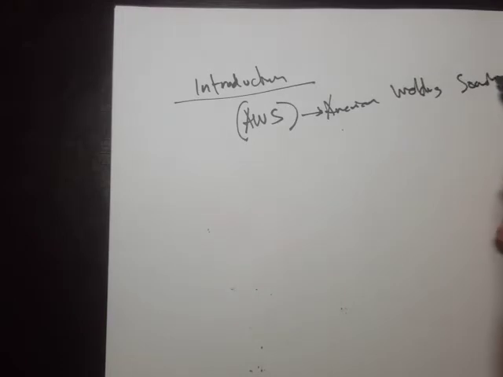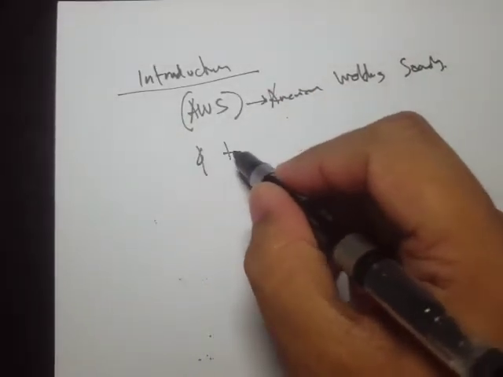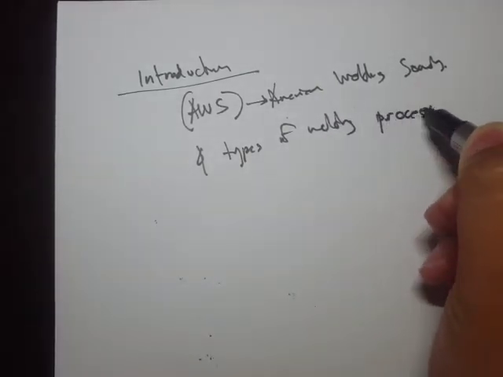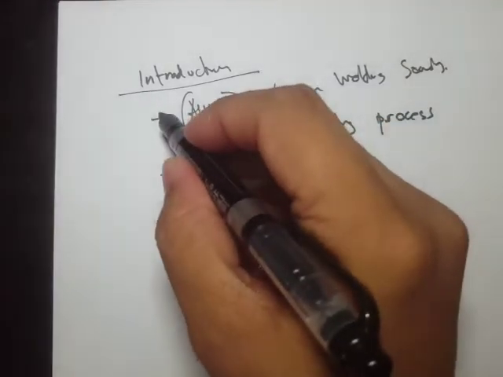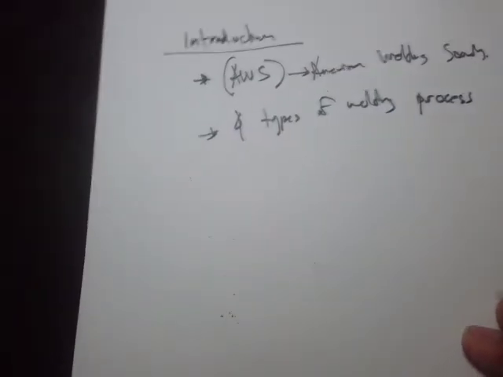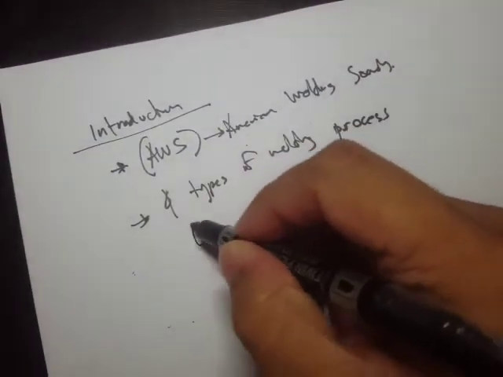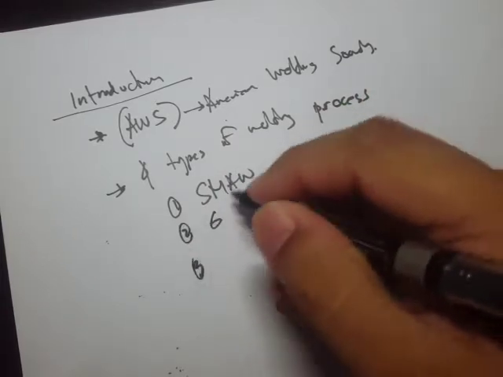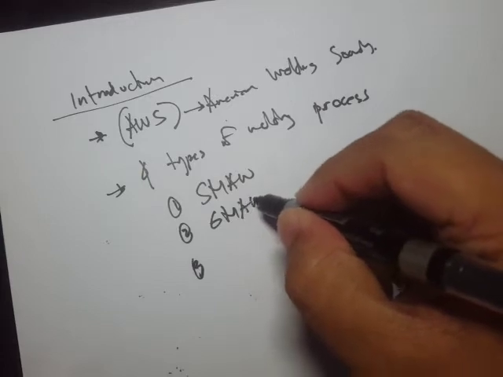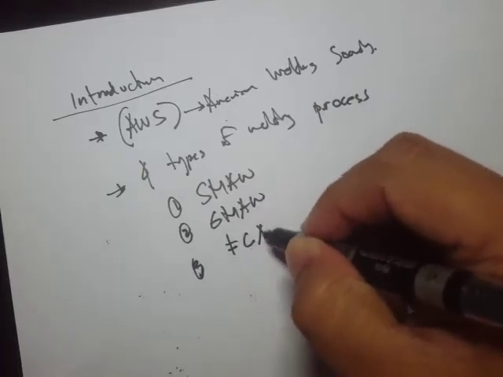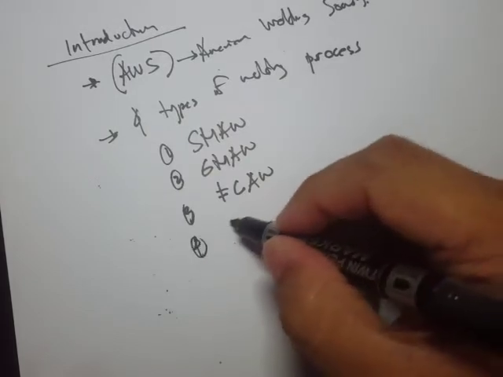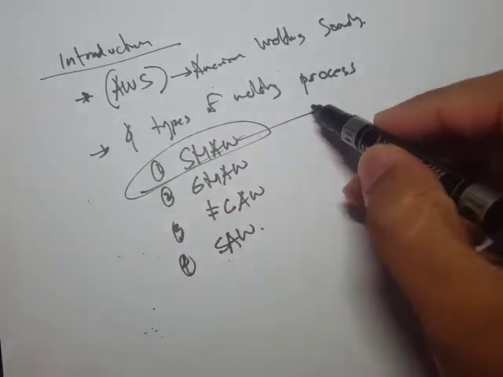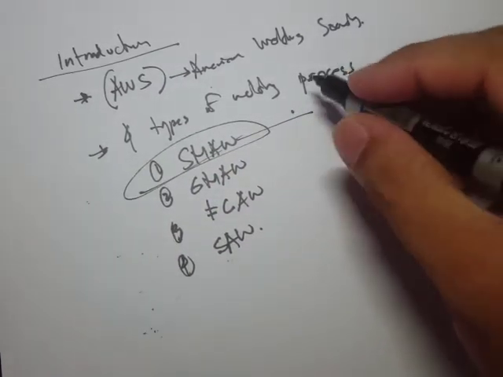Now let's discuss the four types of welding process recognized for structural use. Take note of the statement: four types of welding process recognized for structural use. Number one, the shielded metal arc; number two, the gas metal arc welding; this one is the flux core; and this one is the submerged arc welding. Shielded metal arc is what we're going to discuss here.